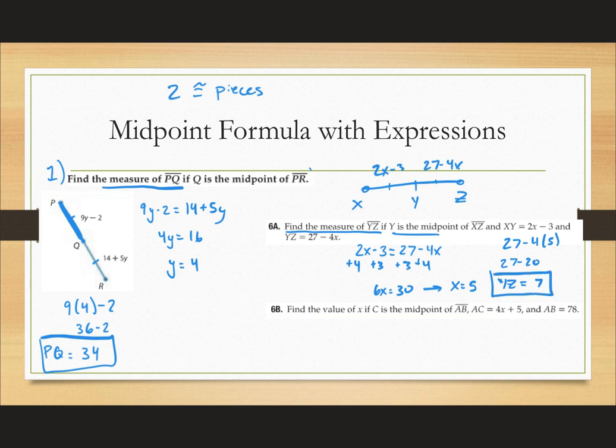All right, your turn. Go ahead and do 6b. How'd you do on this one? Hopefully you remember the definition of midpoint. Midpoint means it's cut in half. Half means you have 2 equal pieces. So if one of the pieces is worth 4x plus 5, that means they're both worth 4x plus 5.